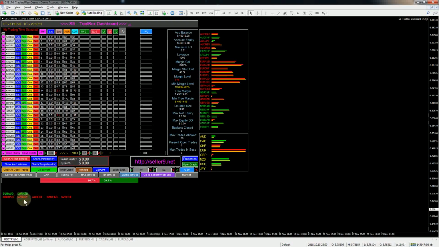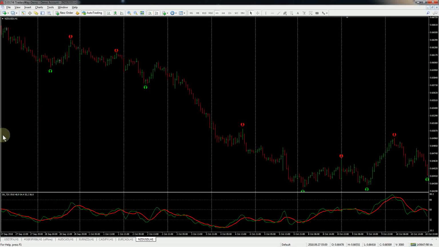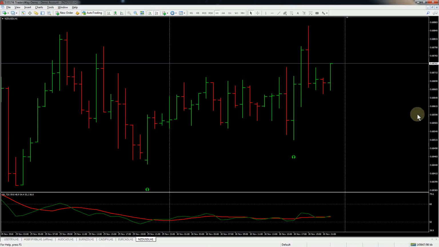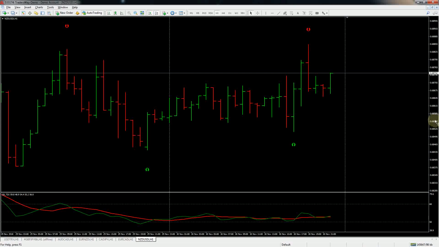okay, we got 5 of them that are showing us a short swing and 2 that are showing us a long swing. Now remember that swing does repaint. Let's go look at the New Zealand dollar here, which is showing us a short swing. And this is the swing indicator, S9 swing indicator, if you have it on the chart. I just happen to stick it on the chart.